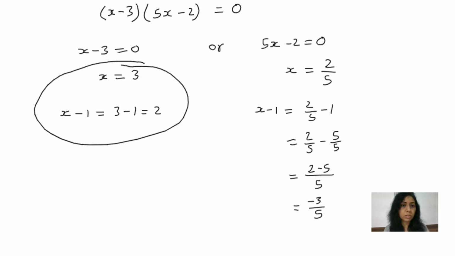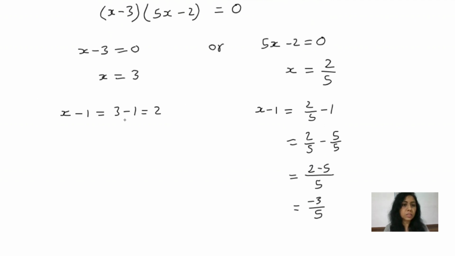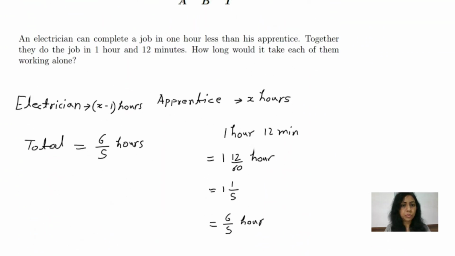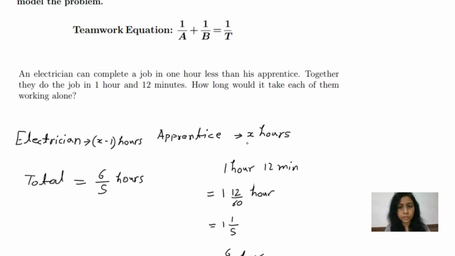x is equal to 3 and x minus 1 is equal to 2. This is for the apprentice and this is for the electrician. 3 hours and this is 2 hours. The x value is 3, so this is 3 hours and this is 2 hours, 3 minus 1, 2 hours.